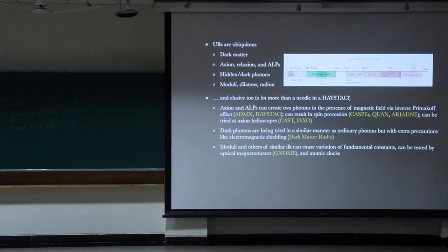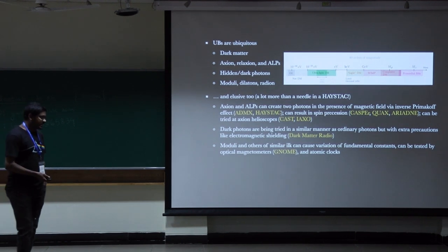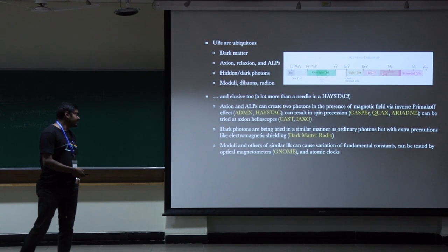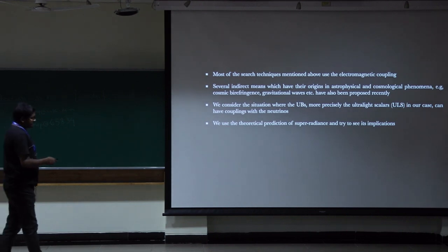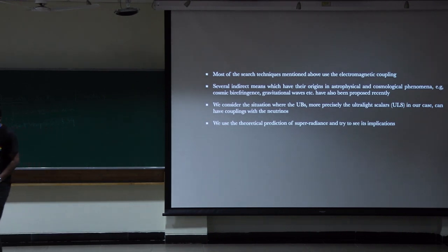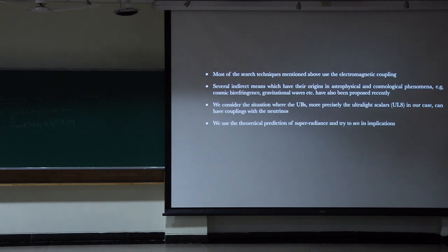And for moduli, dilaton, and radion, and that kind of thing, they lead to some kind of variation in the fundamental constants, and they can be tested by optical magnetometers. I saw there is one poster on this GNOME thing. So whoever is presenting that, if you are interested, you can get more information from that. Now, all these detection techniques mentioned in all those experiments imply the electromagnetic coupling. Most of the time it is the electromagnetic coupling, and sometimes couplings with nucleons or effective couplings with nucleons or fermions also.